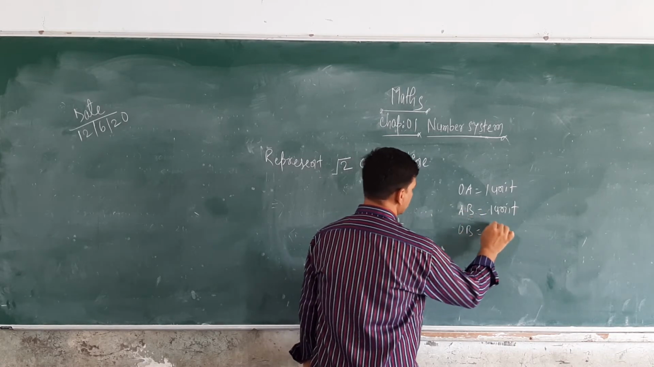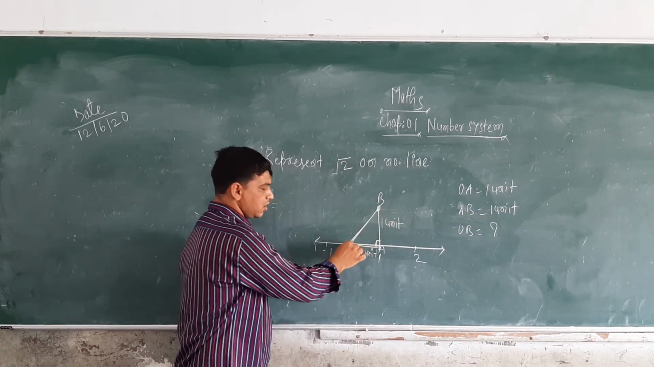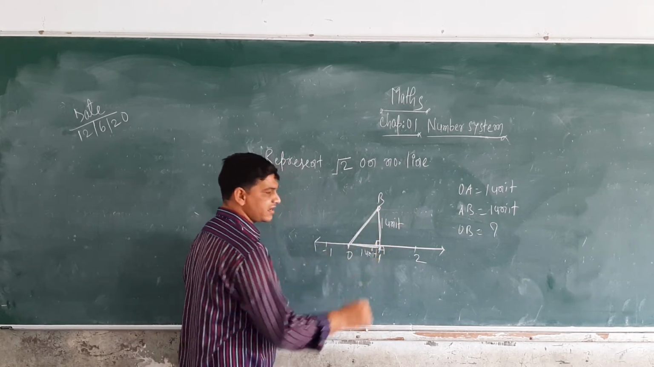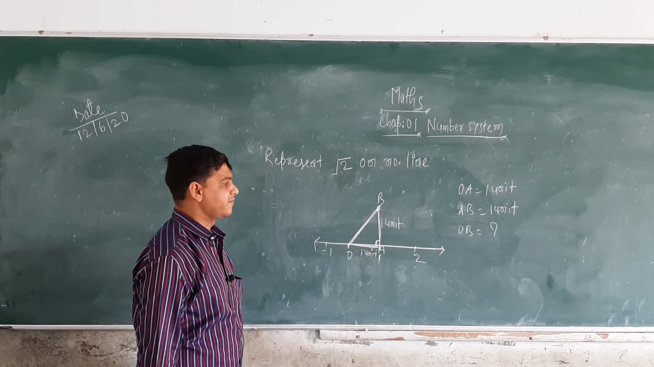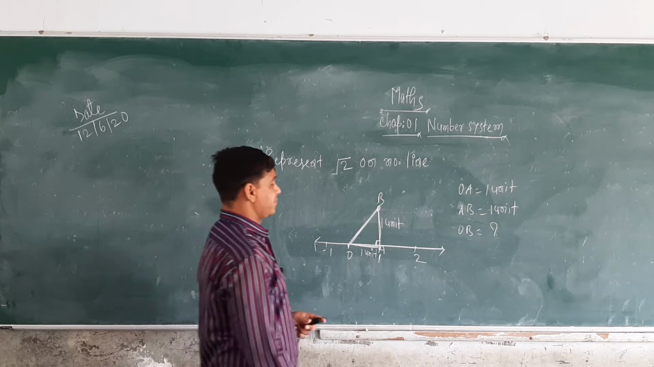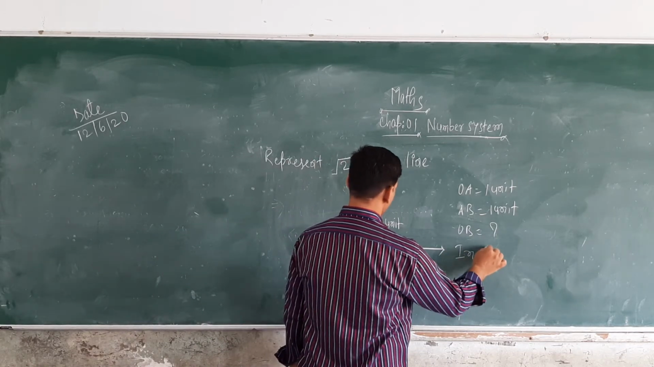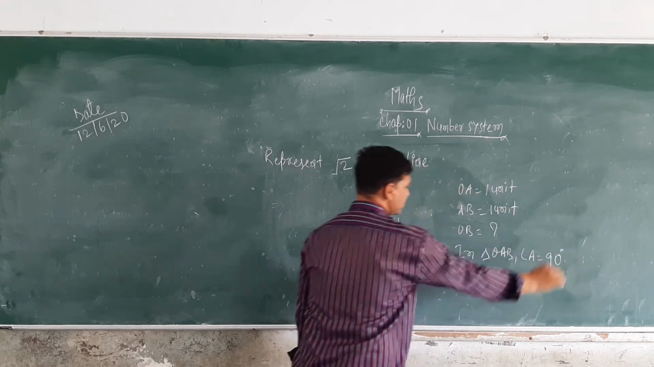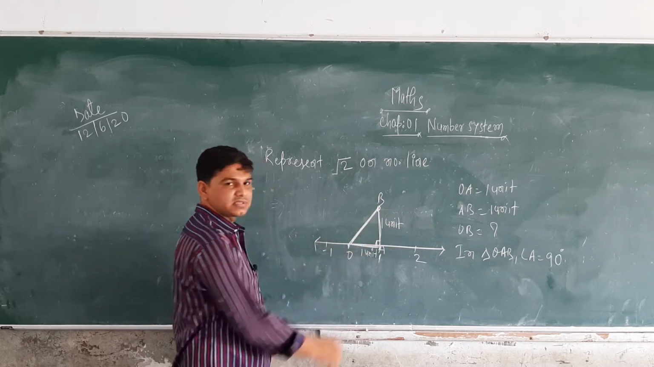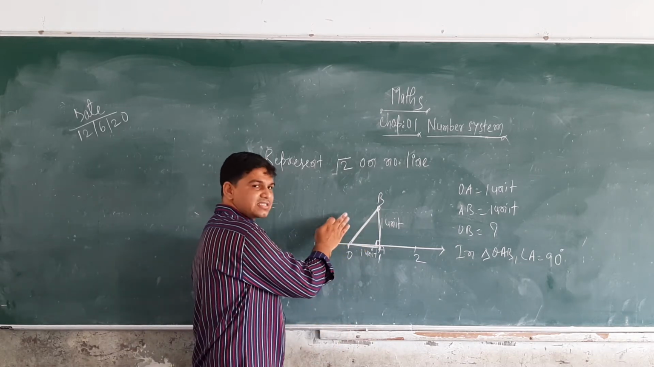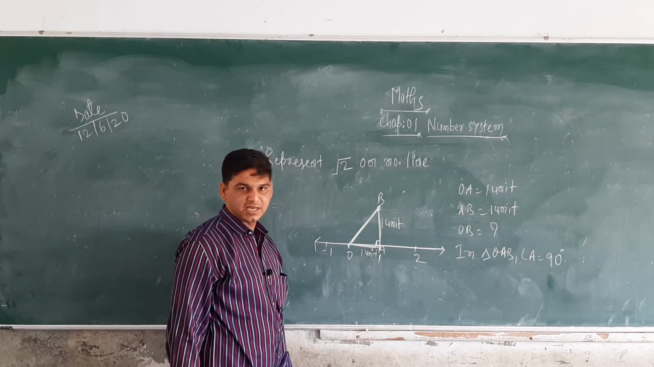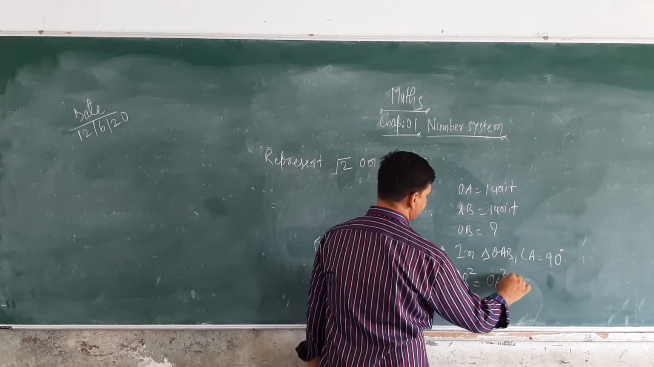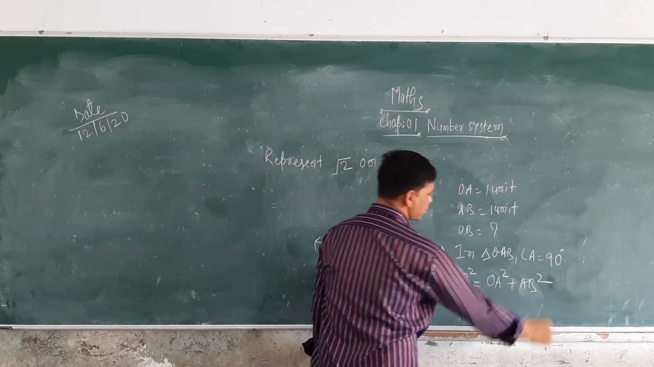Now we have to find OB. So it is creating a triangle OAB, where A is a right angle, 90 degrees. So here we can use the Pythagoras theorem. In triangle OAB, angle A is 90 degrees. So OB becomes the hypotenuse, because the side opposite to the 90-degree angle is always the hypotenuse. So using the Pythagoras theorem, OB squared equals OA squared plus AB squared, right?